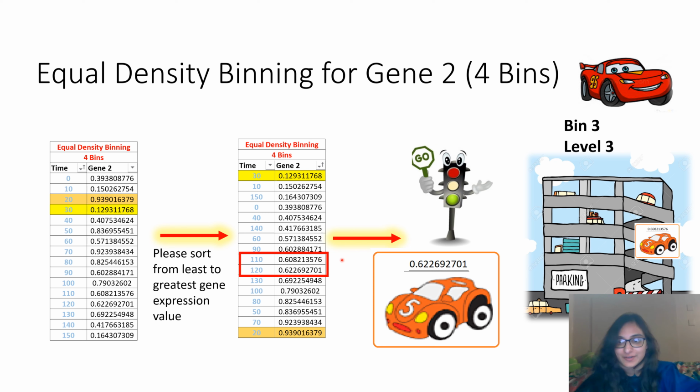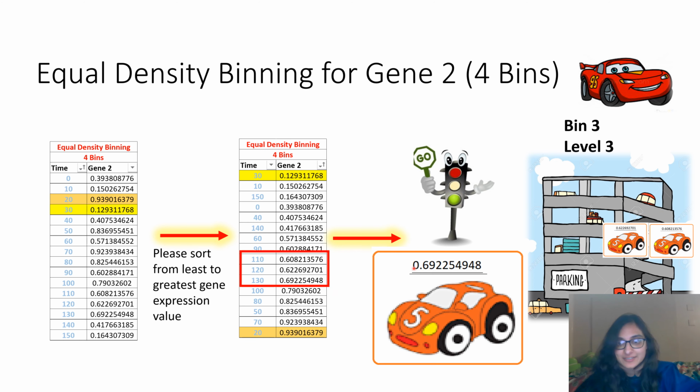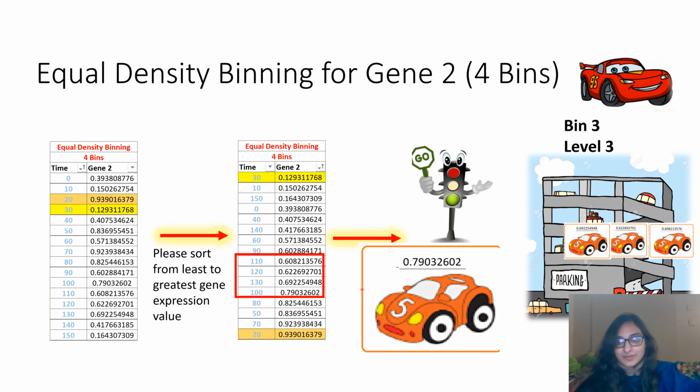There's 1 car over here from the same bin 3 already over there, so we can allow the next car. And the next car is also going to go to bin 3, level 3 of the parking lot. And then 0.79 is also going to make it. The 3 other cars, so this guy's just going to make the cut.